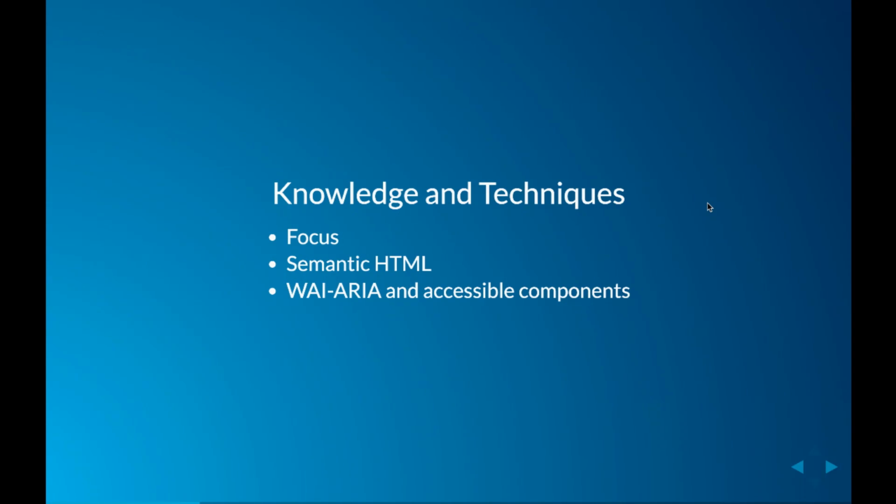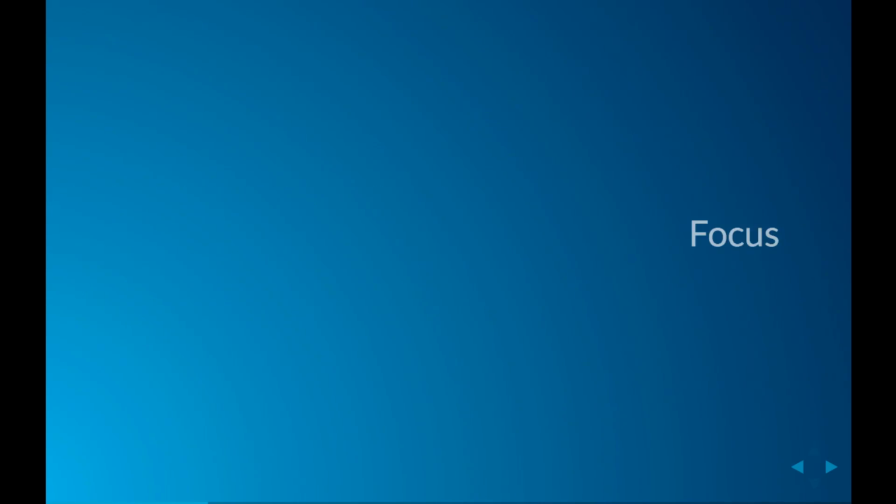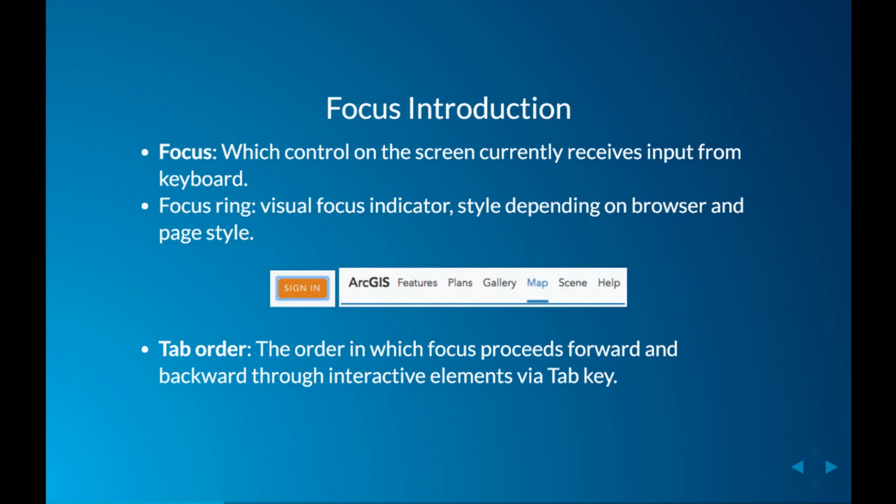Okay, so we have 3 main points for the knowledge and techniques, how you make your website or web apps accessible. The first one is focus. So what is focus, right? Focus is, a technical definition, focus indicates which control on the screen currently receives your keyboard focus. We usually call it focus ring. It's kind of the visual indicator of which UI element on the page that receives the keyboard focus.